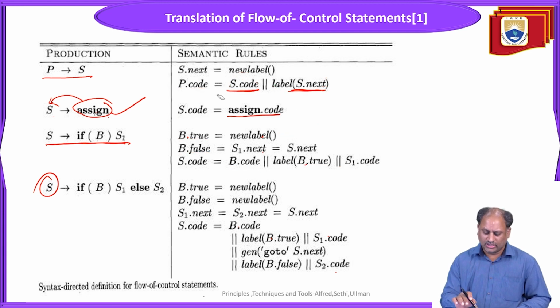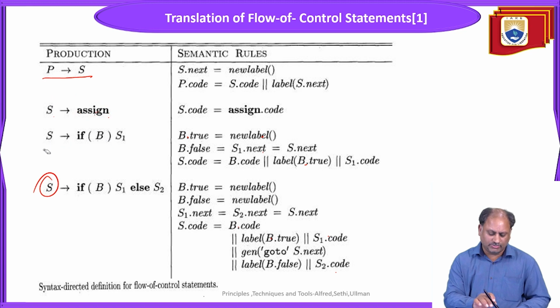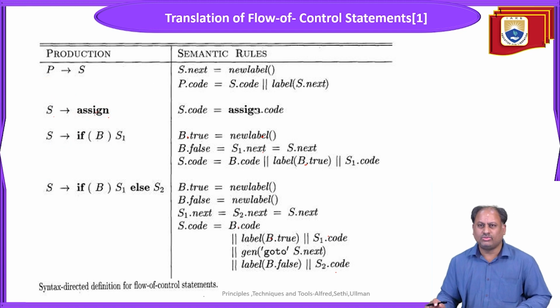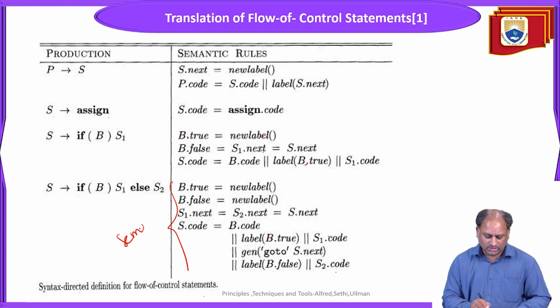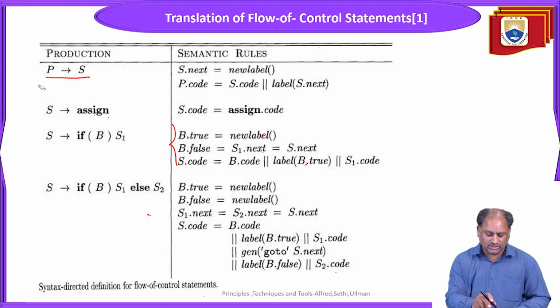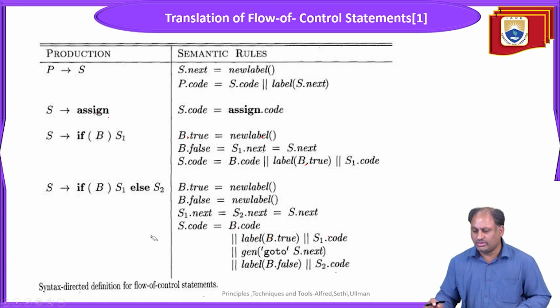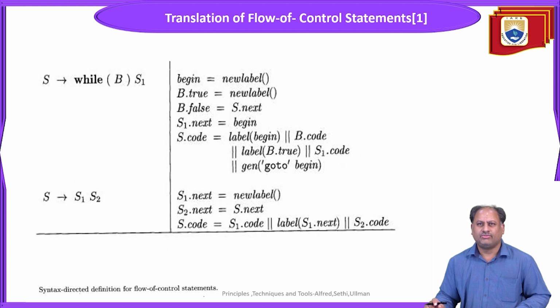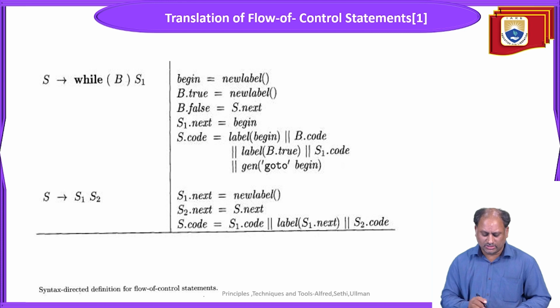Previously we wrote it with a graphical notation. The same can be written as semantic action rules. These are called semantic rules. So these are the semantic rules for this Boolean expression, that is, the flow of control statement, the if condition, the assignment statement, and simply a statement. So like this, we can also write different notations for Boolean expressions, flow of control statements, the while structure, and S1, S2.